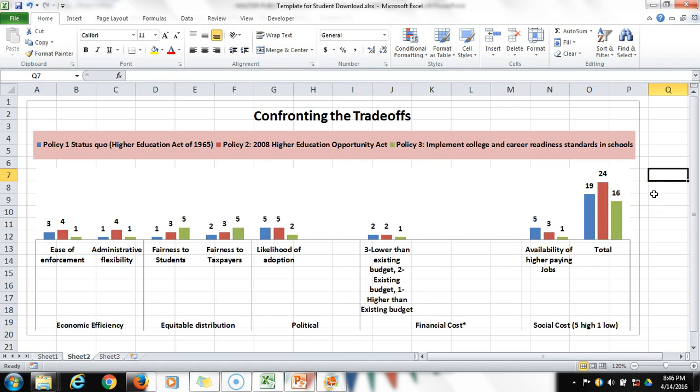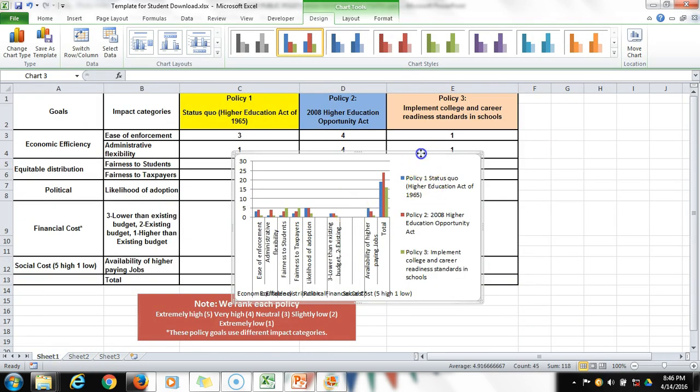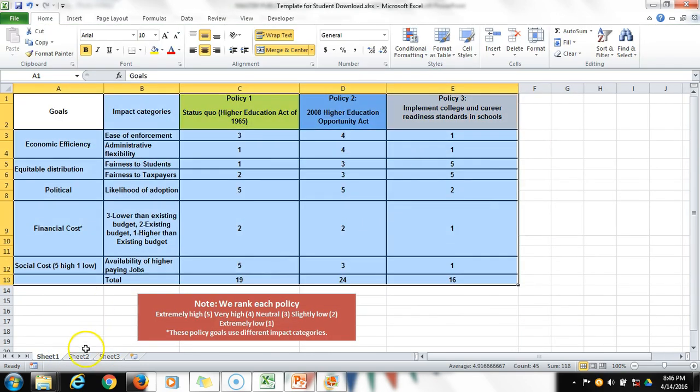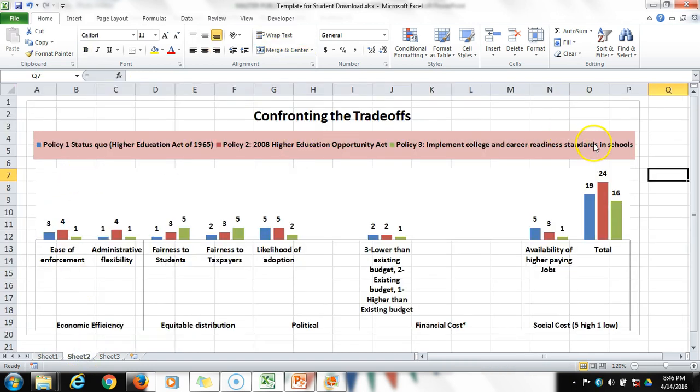To help us think a little bit more about this, I've taken our table that we created here, copied and pasted it, and given us a sense of what this looks like visually. We have our policies at the top. Policy 1 is blue, policy 2 is red, and policy 3 is green. We have the totals on the right-hand side.